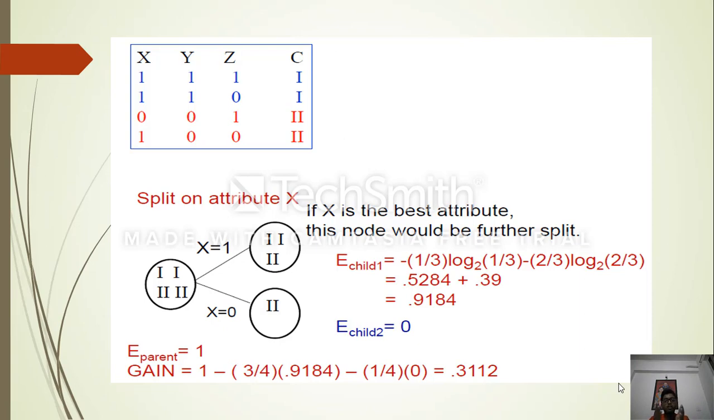Now we will do exactly the same as we do in lab experiments, that is, calculating the standard deviation kind of thing. So gain, that is how much information can be gained from this attribute x alone. The information that can be gained from the parent data, that is this data, is always 1. We can gain some information, and how much information can be gained from the child is what we calculated here. So 1 minus 3 by 4 into 0.9184 minus 1 by 4 into 0 equals 0.3112.